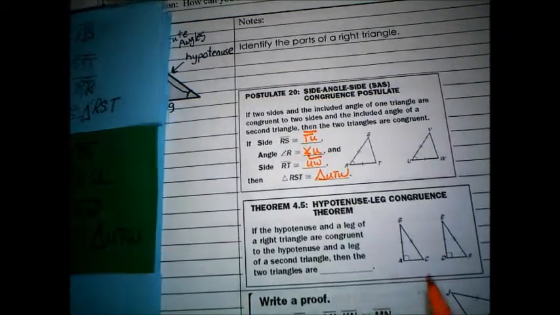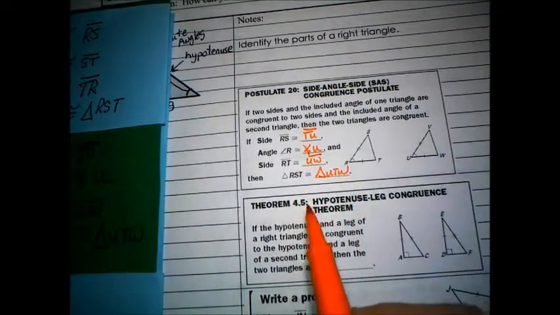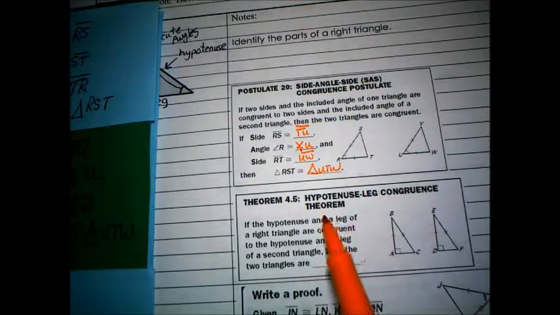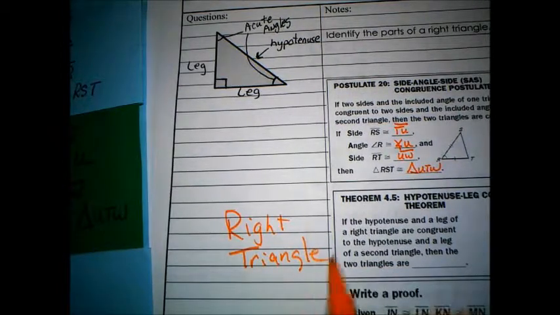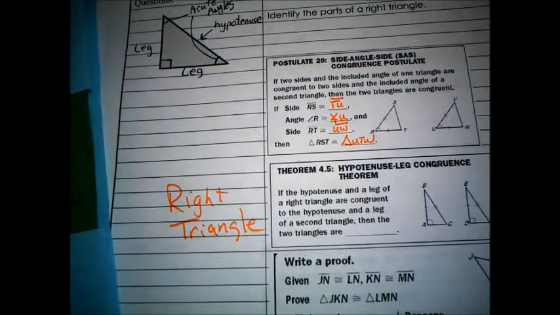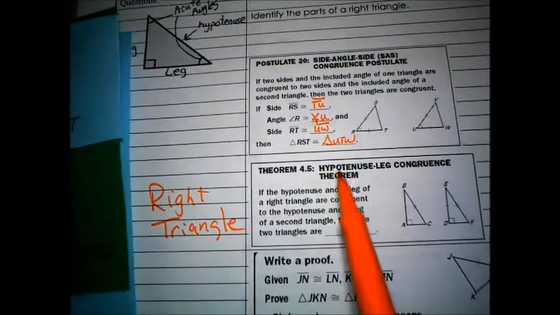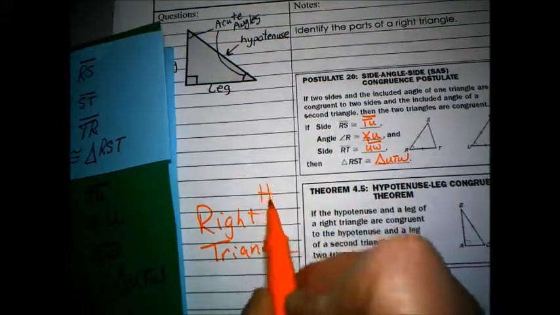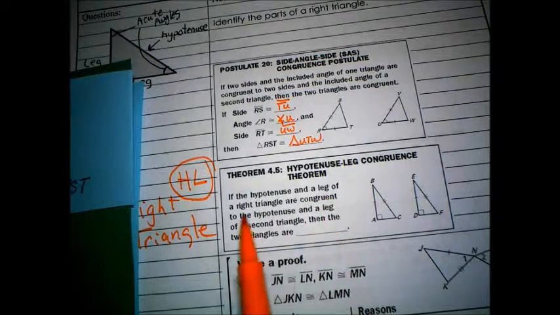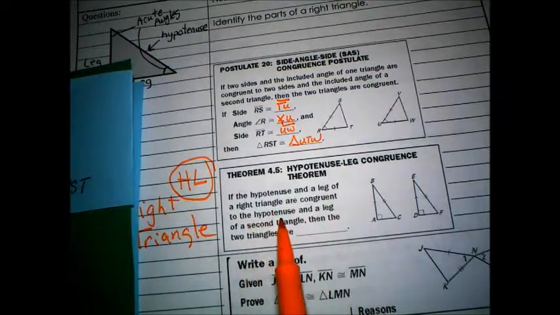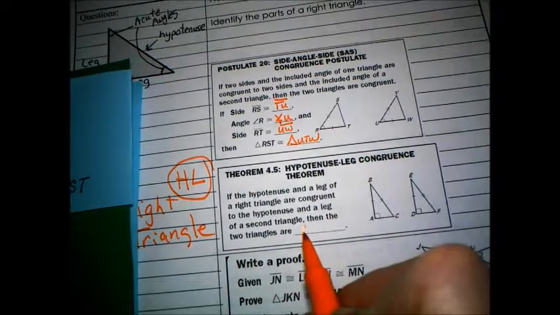We have theorem 4.5, which is actually a number that I'll change later. Hypotenuse leg congruency theorem. This is when you have right triangles. Very, very important. When you see that you have a right triangle, you'll no longer use side, side, side, or side angle side. These are for any triangles. HL, hypotenuse leg, which is on the back of your flip book. It says if the hypotenuse and the leg of a right triangle are congruent to the hypotenuse and leg of a second triangle, then the two triangles are congruent.